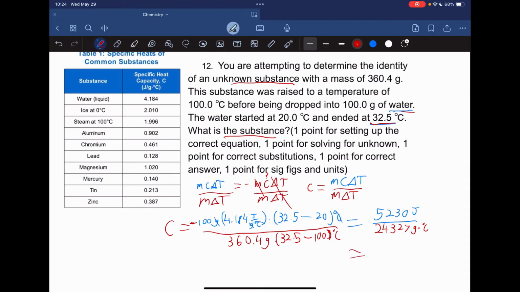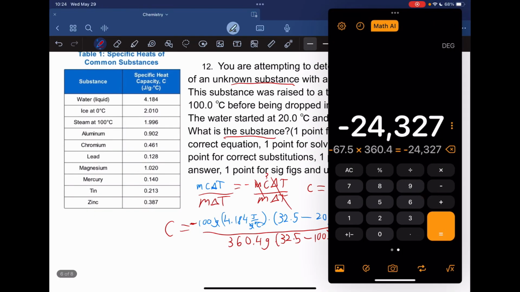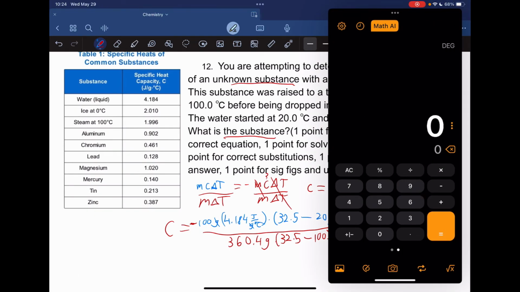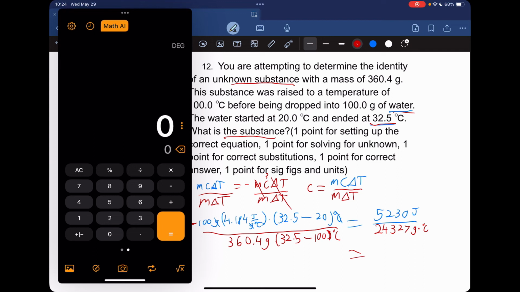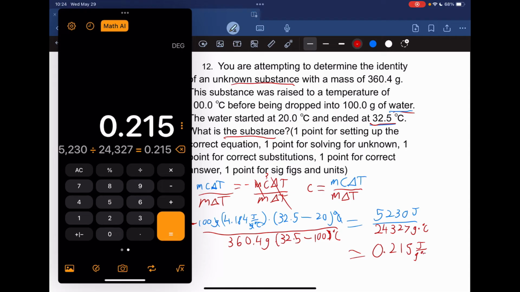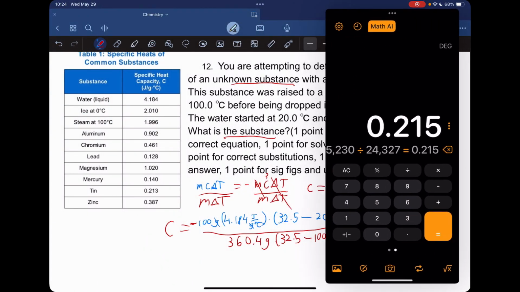All right, so now we can plug it in the calculator. We're going to take 5,230 and divide that by 24,327, equals, and we get 0.215 joules per gram degree Celsius. Everything was using 3 or 4 sig figs, so we're going to keep that in 3 sig figs.